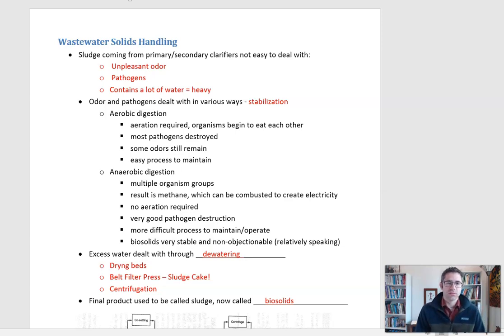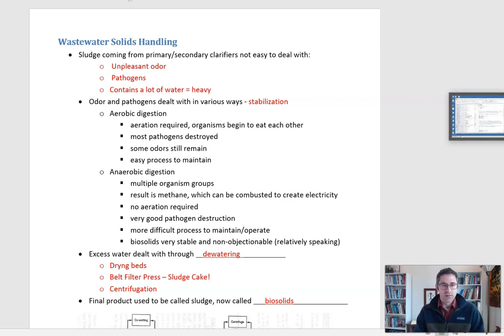And these are processes in which microbes do additional processing or consuming of some of the problematic parts of the biosolids. In aerobic digestion, aeration is required, just as in the aeration basins. But in this case, the organisms themselves begin to kind of consume each other. Instead of consuming BOD, organic material that's coming in the wastewater, that's all gone, and all that's left is themselves. And so you kind of manipulate the process in order to make sure they can consume each other. This is good for pathogen destruction.